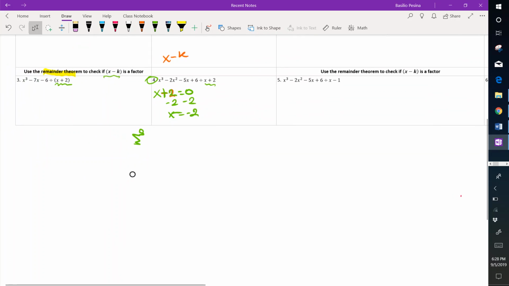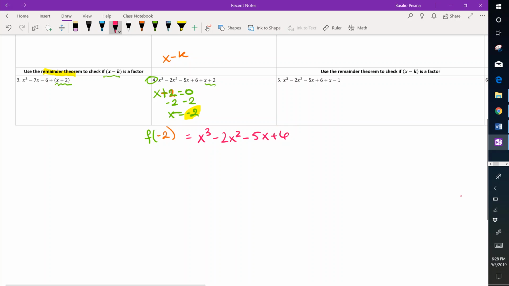So what the theorem says is that if I evaluate the function at the given k that I found, this negative 2, I can find out if it's a factor or not. All I have to do is determine if the function's remainder is 0. Okay, minus 5x plus positive 6.